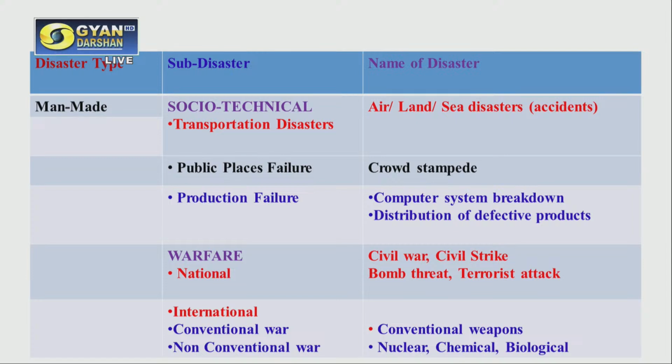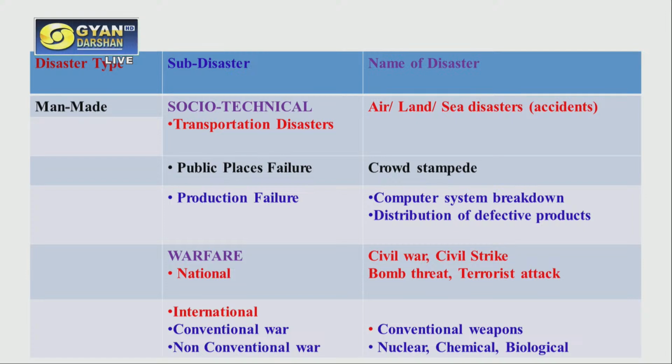Then there may be disasters due to public places failure, like failure of bridges, and then crowd stampede. These are some examples of the public places failure.